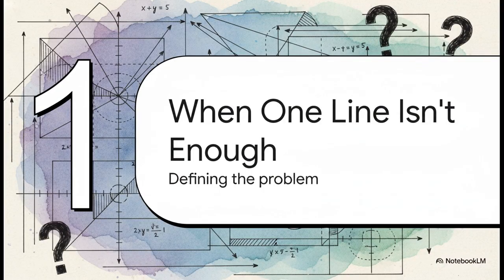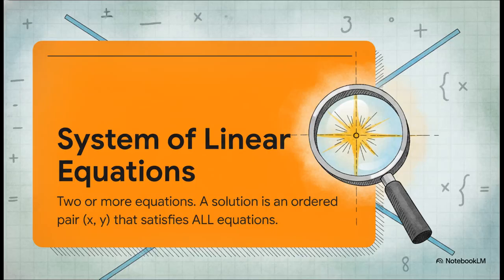Okay, first things first, let's make sure we're all on the same page and define what it is we're actually trying to solve here. So a system of linear equations is just a group of two or more lines that we're looking at all at once. And the solution we're hunting for? It's that one special ordered pair, that one single x, y point that exists on both lines at the same time. It has to work for every single equation you've got.